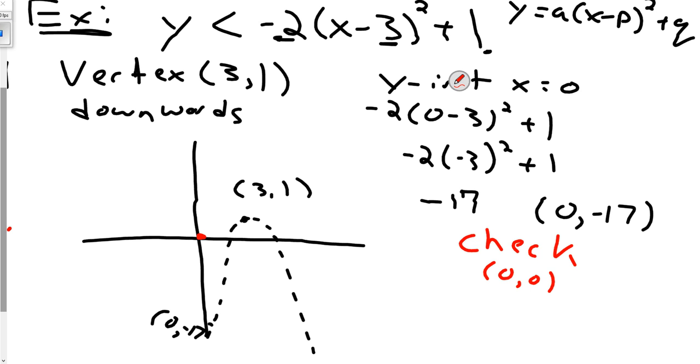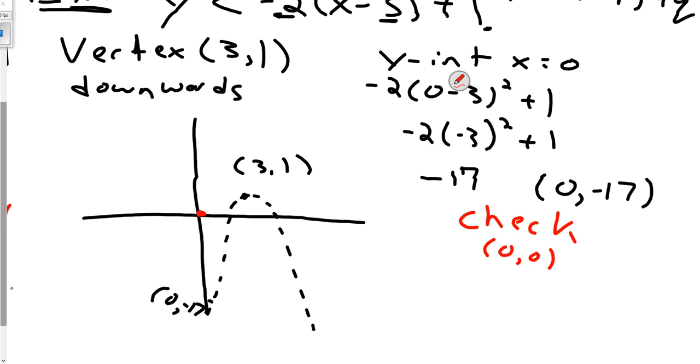It's not on the parabola. Oh, not on the parabola. Yes. So, I'll quickly do the check. So 0 less than negative 2 times (0 minus 3) squared.